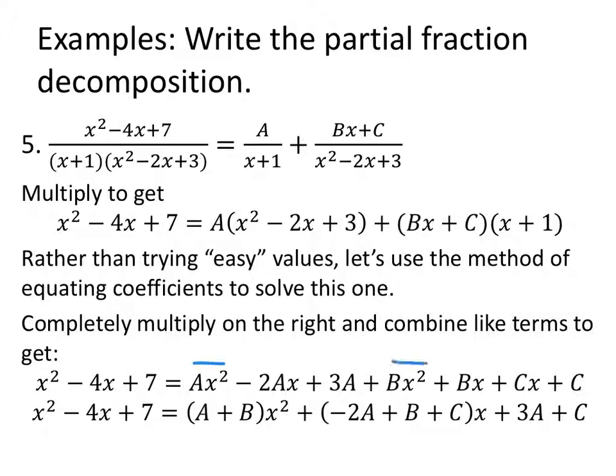I have an x squared and an x squared, which leaves me a plus b x squared. I have an x, I have an x, I have an x. Negative 2a plus b plus c will be my x's. And let's throw up some yellow, a little 3a and a c. That's going to be my constant terms, and they are corresponding to the terms on the left-hand side. So we can see exactly what the coefficients of each side should be. And if these two polynomials are equal, then it has to be that the coefficients of x squared, the coefficients of x, and the constant terms match up on both sides.